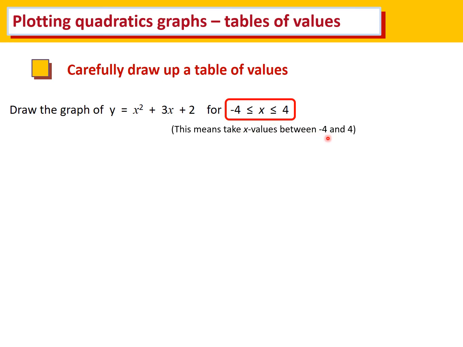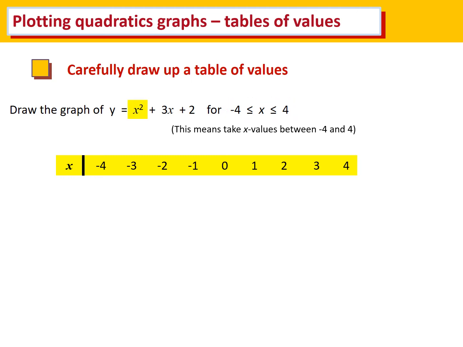For each x value in this range, there'll be a corresponding y value. And our job is to find those y values. As I said, those are the x values from -4 to 4. And we're going to layer this table. We're going to look at the x squared term and say, right, if x has values from -4 to 4, what will x squared be?